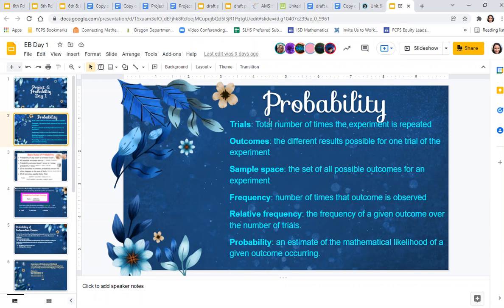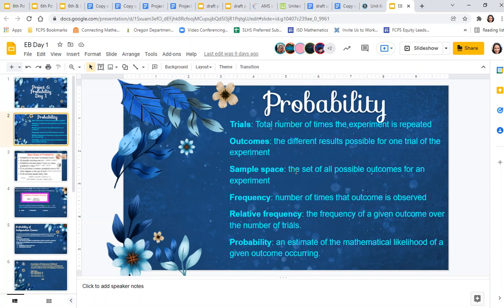So trials is the number of times an experiment is repeated. So for example, if I wanted to find out how many heads I got if I flipped a coin 10 times, those would be 10 trials. Outcomes are the different results possible for one trial of the experiment. So in flipping a coin, your outcomes are heads or tails. In rolling a die, your outcomes are 1, 2, 3, 4, 5, 6.